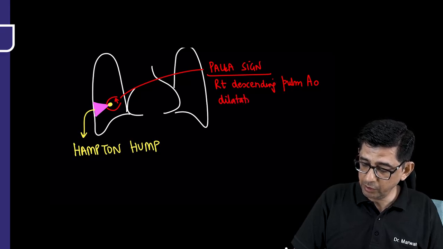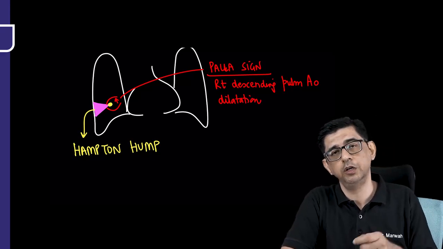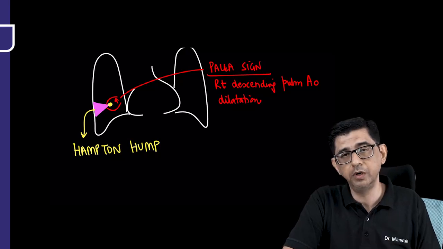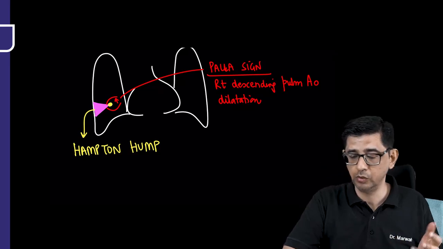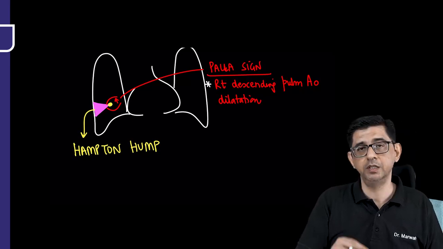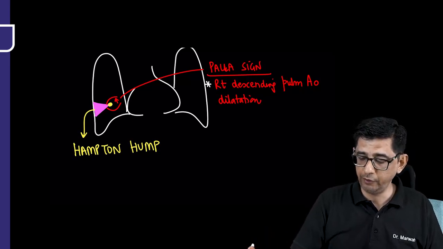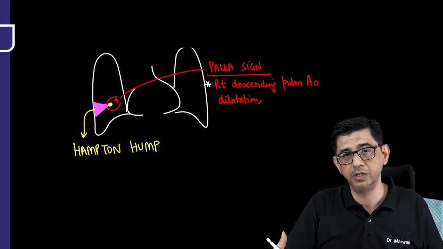And in the exam, he made permutation combinations. Like for Palla sign, the MCQ was what is correct for Palla sign. Options were right ascending pulmonary artery, right descending pulmonary artery, left descending pulmonary artery. So all we had to do was understand that Palla sign is RDPA, that is right descending pulmonary artery dilatation. Plus, there's going to be a Hampton hump, which is present in this case.